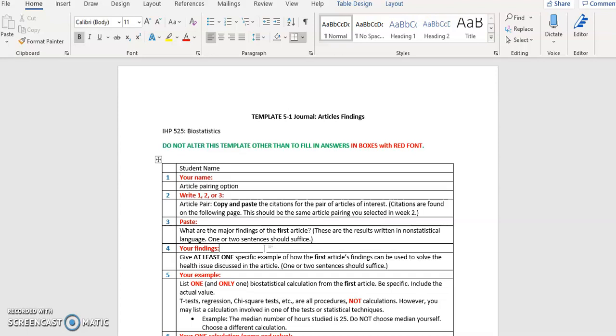Again, it's not a topic. Students often miss points because they just write a topic. The findings are actually the results of the study.